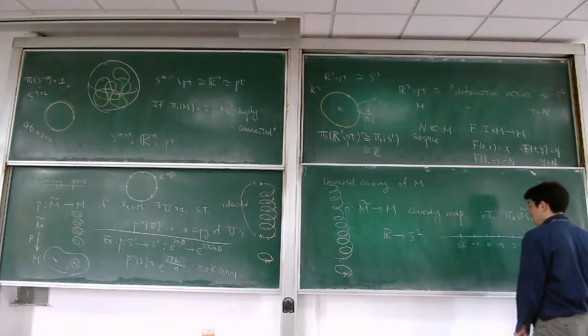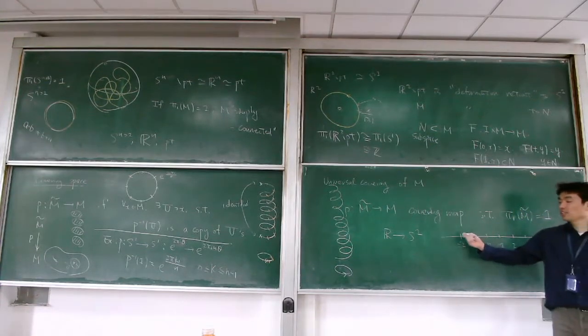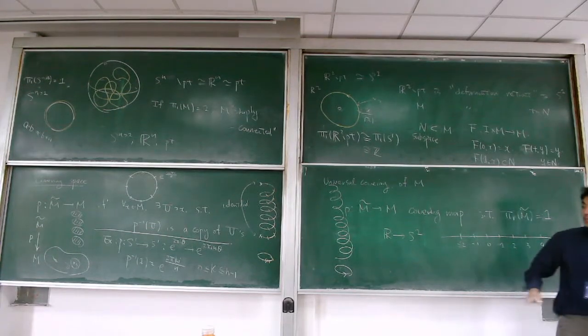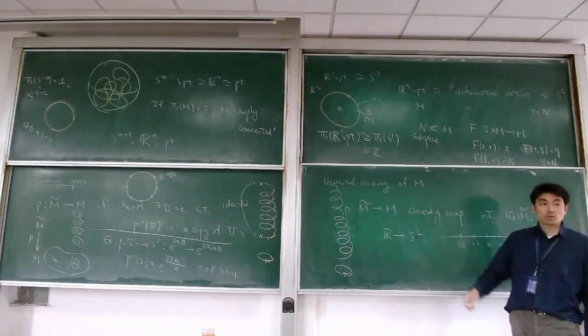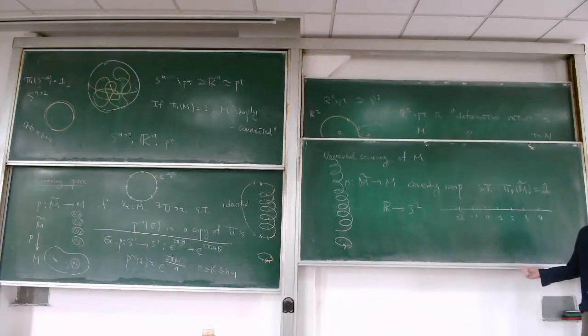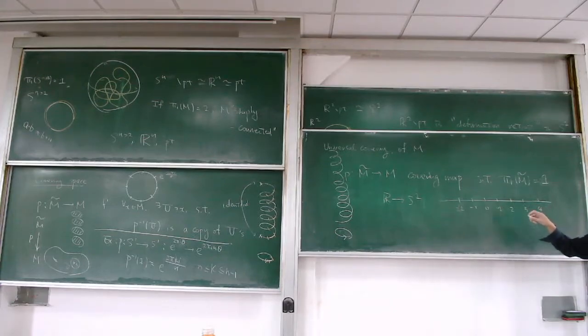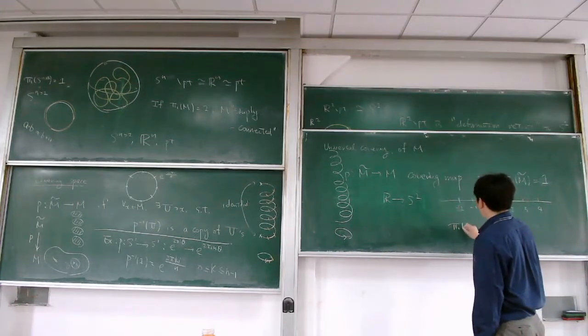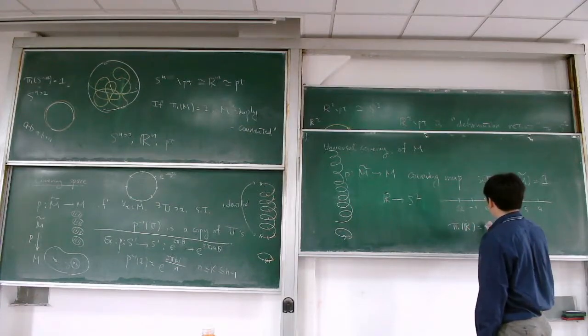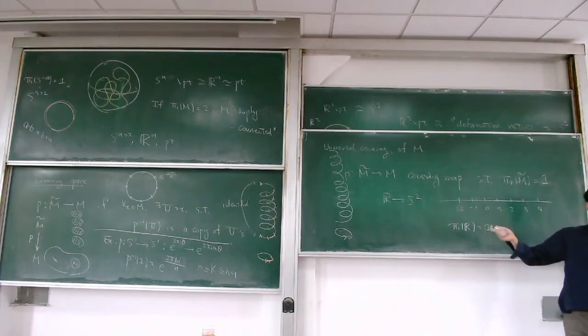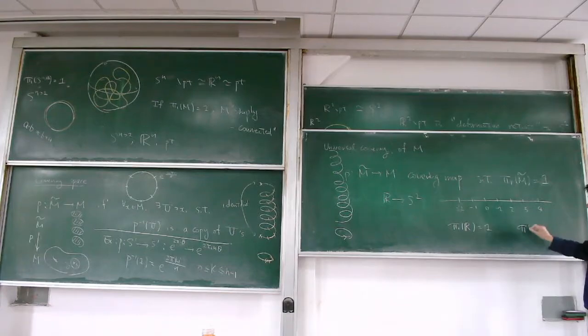And 3 and 4. You just identify these integer points, and you will get S1. As you know, R is contractible to a point, so the pi 1 of R is trivial. Furthermore, it's a covering map to S1. And what is the pi 1 of S1? It is Z.